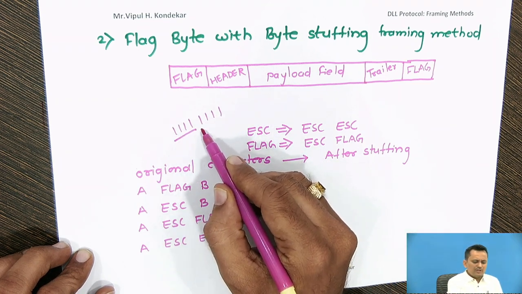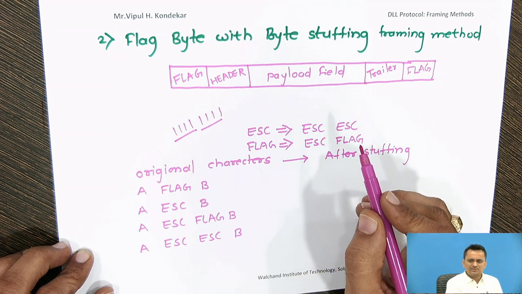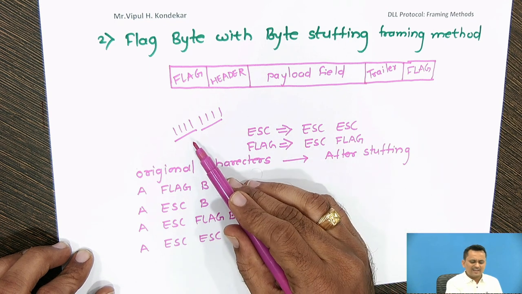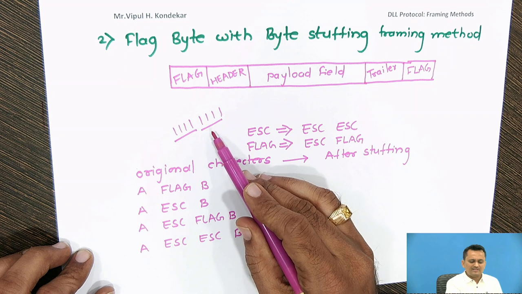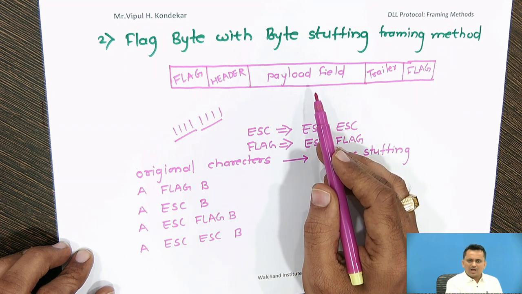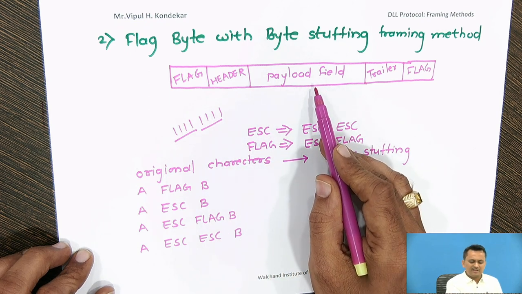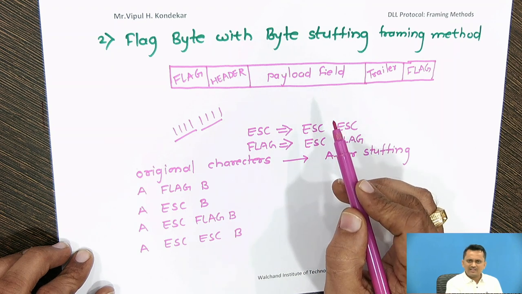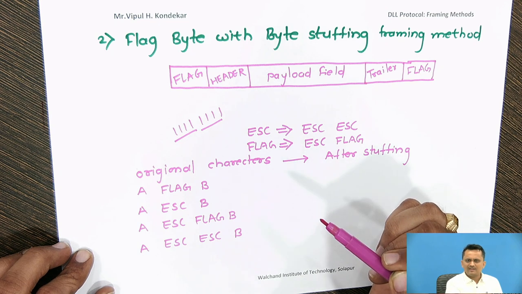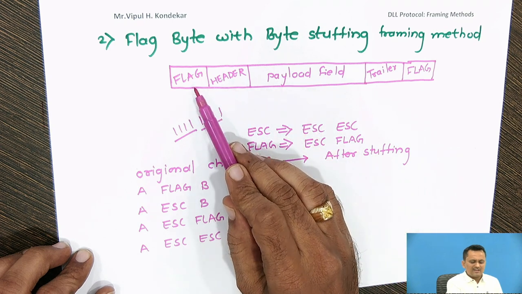Now, we know that the payload field can take any value, especially when you are transmitting floating point data. It is highly possible that the flag character combinations appear in the payload field itself. If they appear in the payload field and the receiver interprets them as the flag, again there will be a problem in receiving frames correctly.